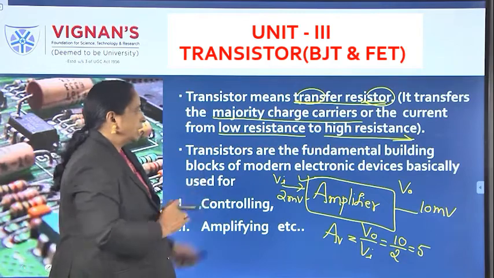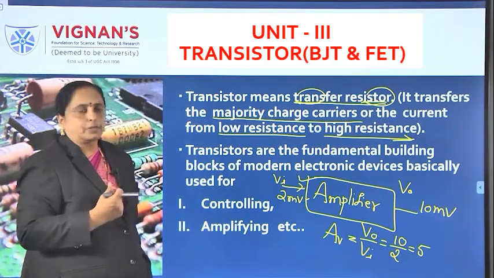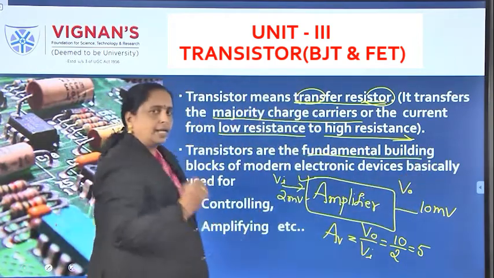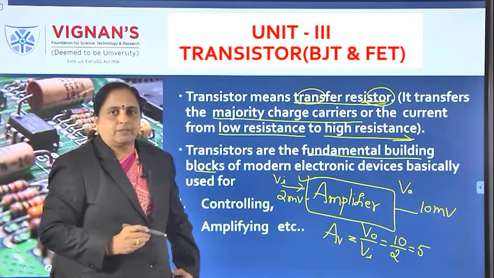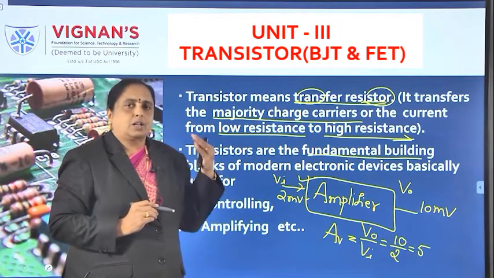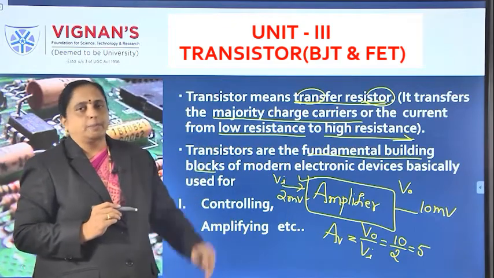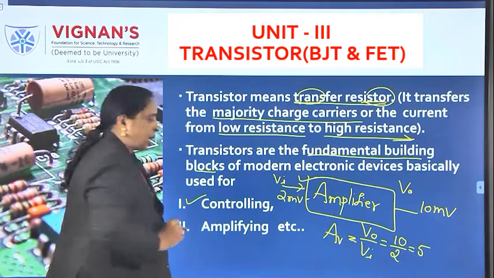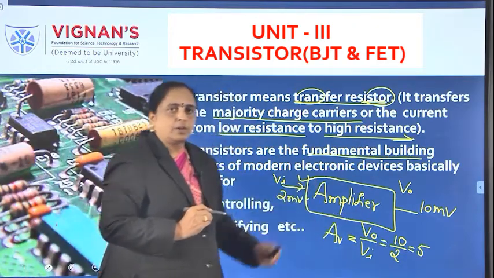Okay, so now transistors are the fundamental or basic building blocks of modern electronic devices. Modern electronic devices, even earlier electronic applications also, have the transistor as the basic building block. They are especially used for controlling. So what are you controlling? You are controlling the carriers from Vi to V0.